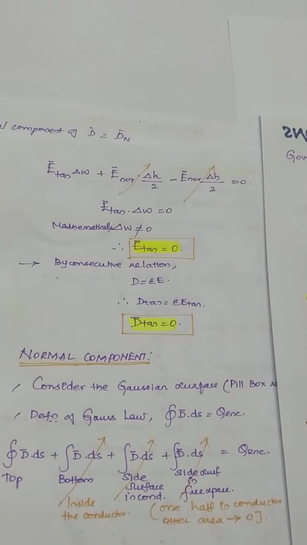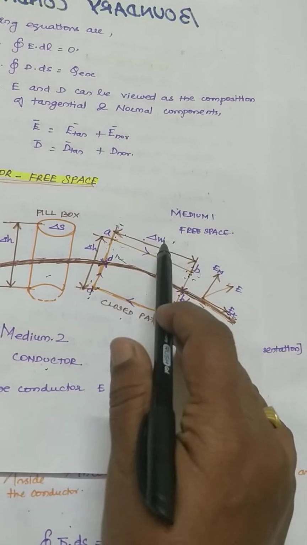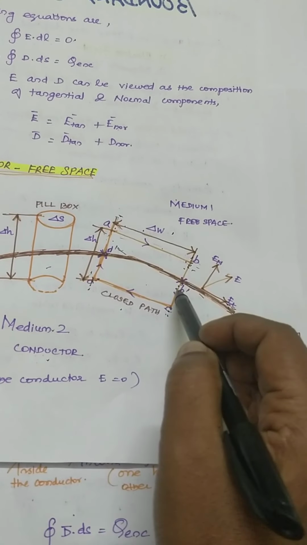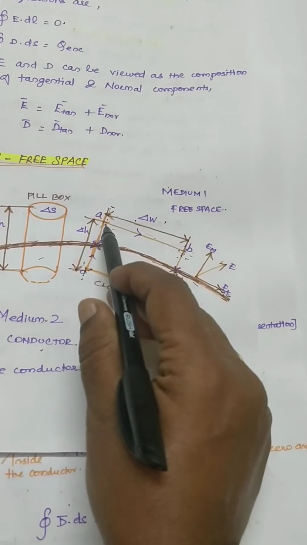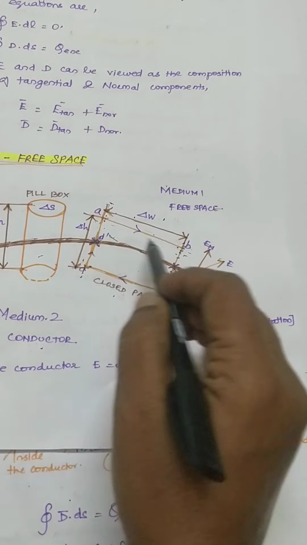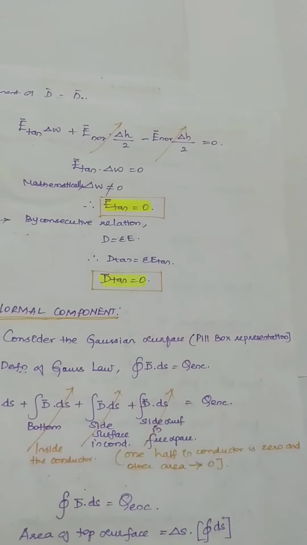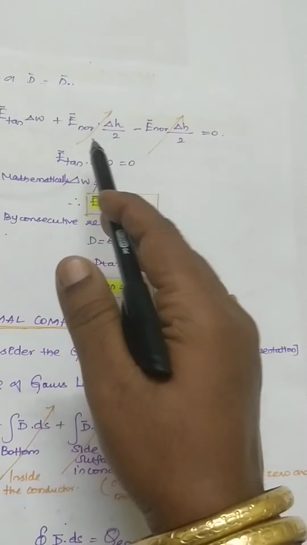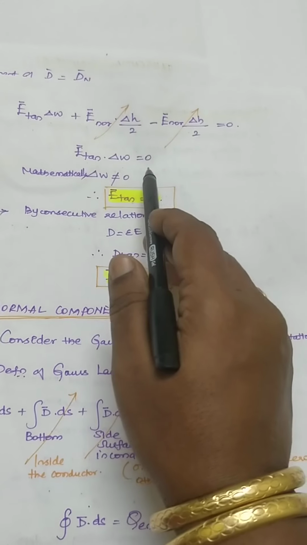So we have the analysis of this value, E tan of del W. This is E n of del H by 2, and this is E n of del H by 2. Both are in opposite directions, so it is very clear that these two are cancelled out. We are left with E tan of del W equal to 0.